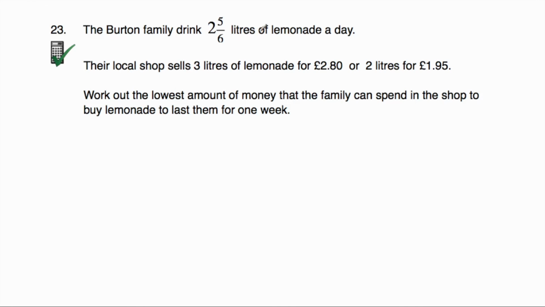So what we're going to do is, first of all, work out how much lemonade they drink in a week. So let's take the 2 5/6 litres and multiply that by 7. So in our calculators we type in 2 and 5/6, and it's important to know where the mixed number button is on your calculator, multiply by 7, and that's equal to 119 over 6. That's a top-heavy fraction, so I'm going to change that into a mixed number on my calculator, and that's equal to 19 5/6 of a litre. So that's how much lemonade they drink in each week. They drink 19 5/6 litres of lemonade in a week.